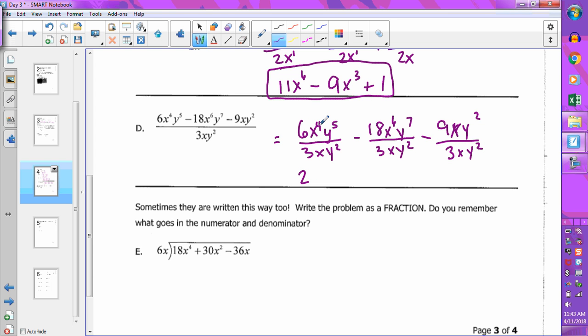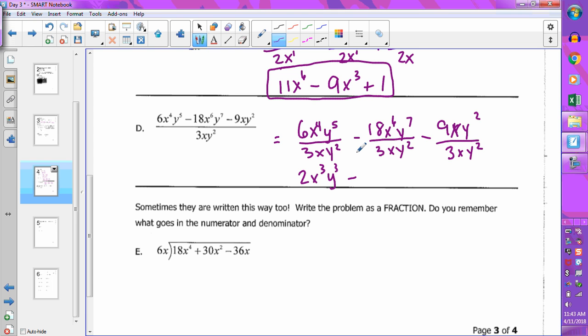So we have x to the 4th degree and x here, which remember is an imaginary one. I'm not going to draw it now. But 4 minus 1 is going to give you x to the 3rd. And then y, so we're going to subtract our y. So 5 minus 2 is going to give us y to the 3rd degree.